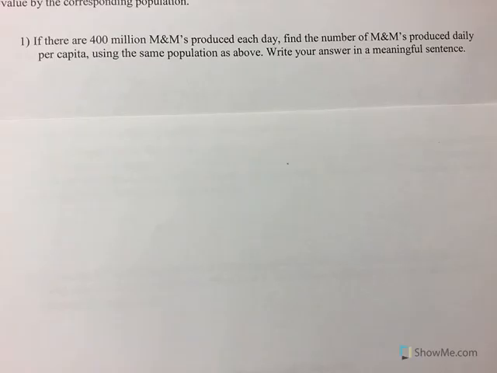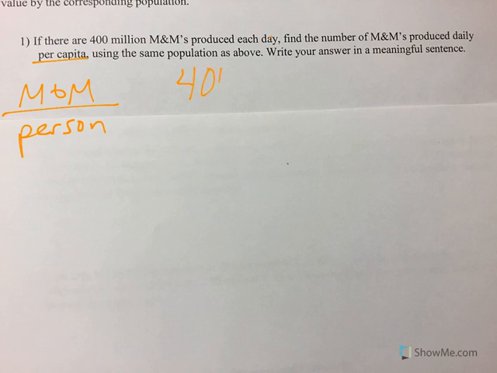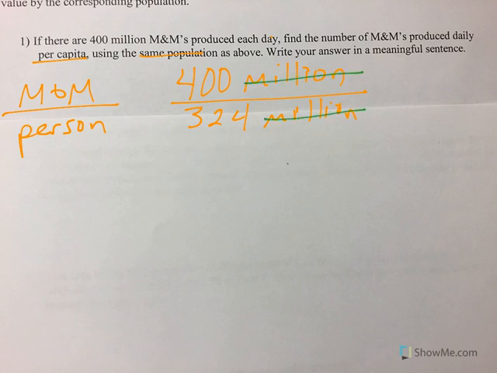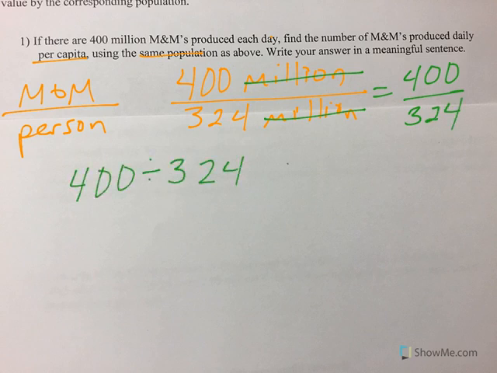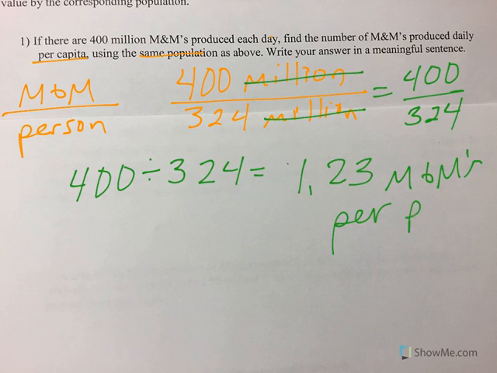All right, let's go to M&Ms. Same exact concept. 400 million M&Ms produced each day. Let's find the number of M&Ms produced daily per capita. So now we're talking about M&Ms over per person, right? We have 400 million M&Ms, and the same population as above, 324 million. So same beautiful things happen where these millions go away, and I'm left with 400 over 324. When I divide the numerator by the denominator, they produce 1.23 M&Ms per person per day.